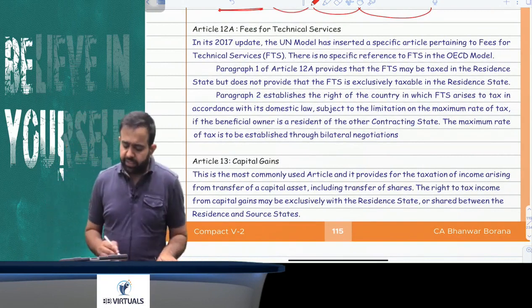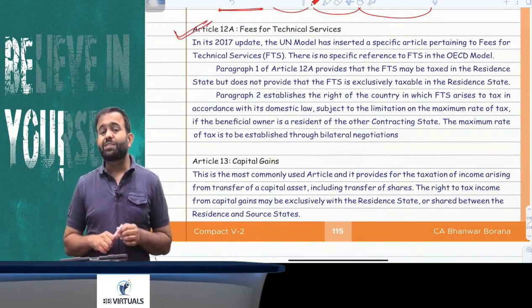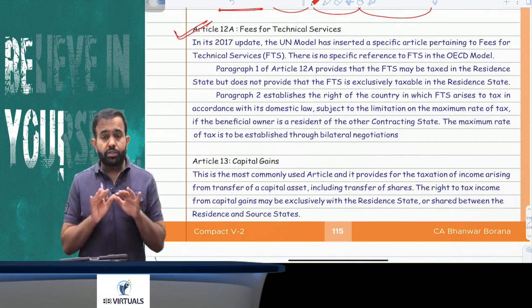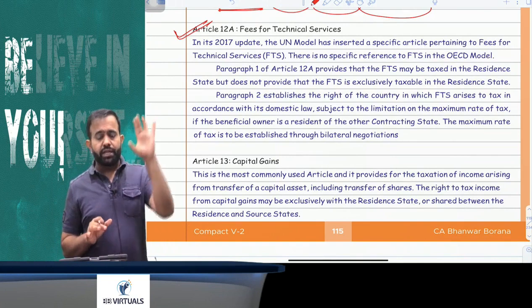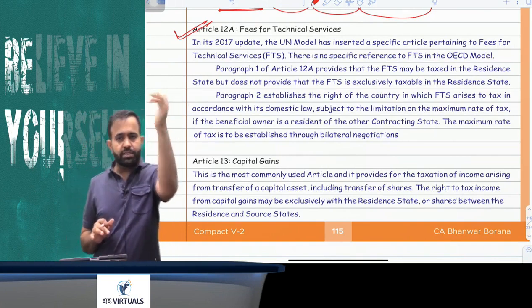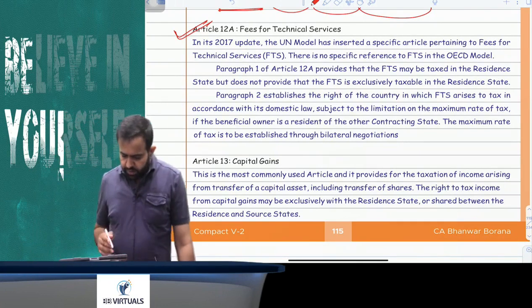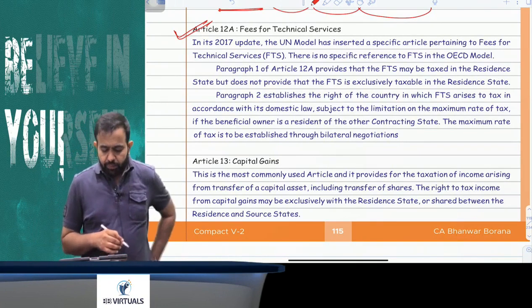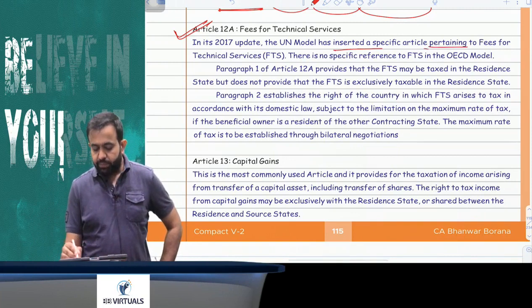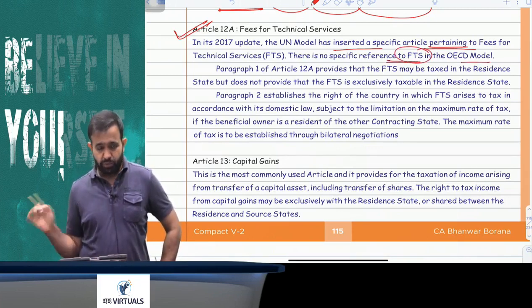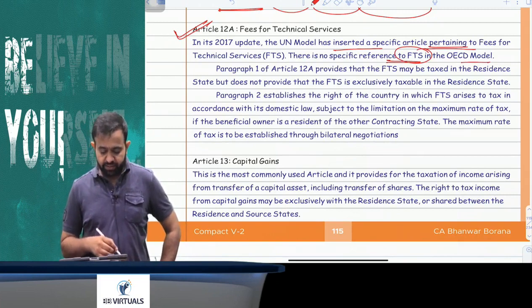Now next part is fees for technical service. Now guys, this fees for technical service, Article 12A, is only in the UN model. In the OECD model, there is no such article. In the OECD model, royalty along with fees for technical services is in the same article, that is Article 12. So pay attention. In its 2017 update, the UN model inserted a specific article pertaining to fees for technical service. There is no specific reference to FTS in the OECD model.